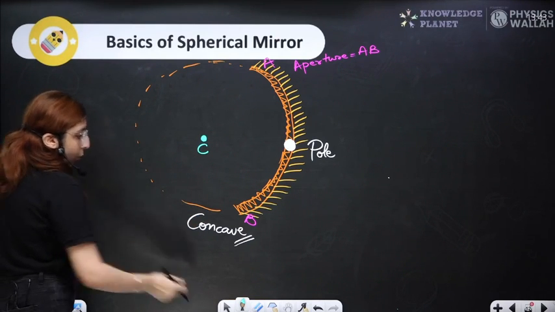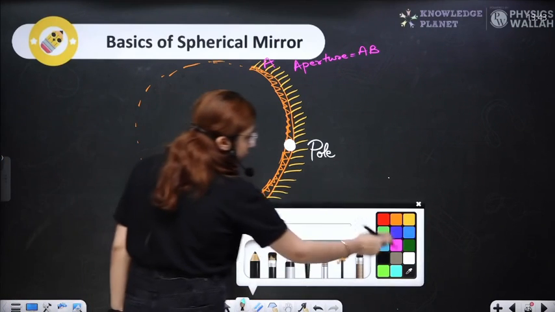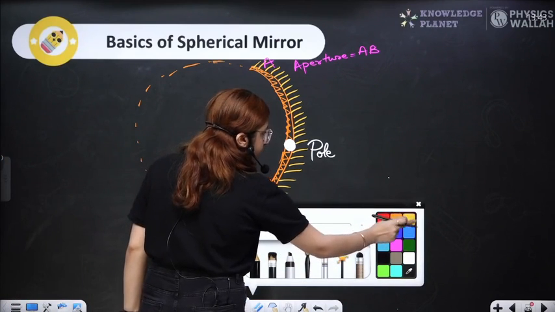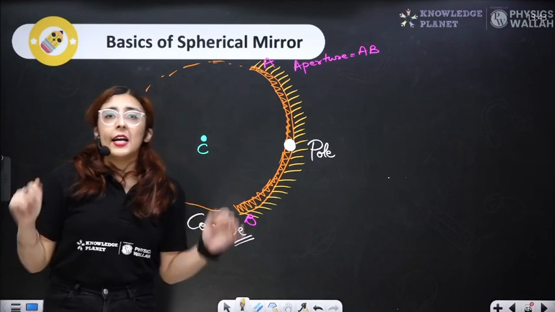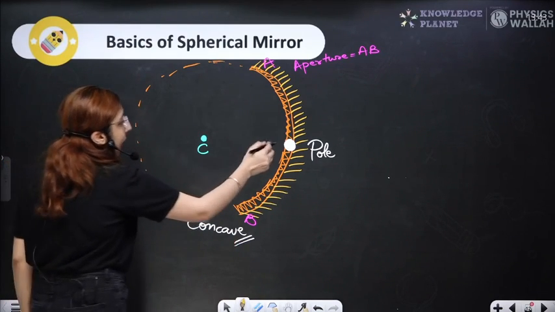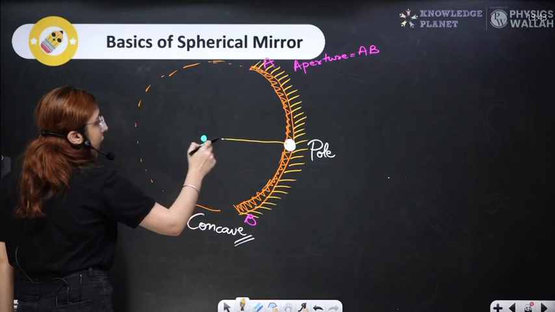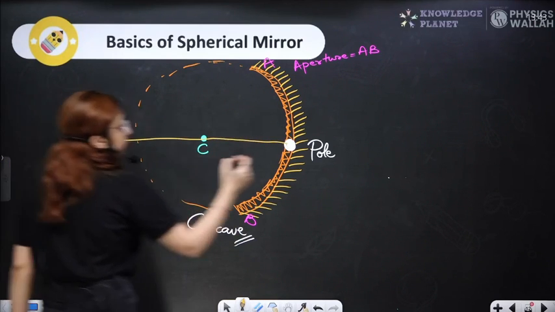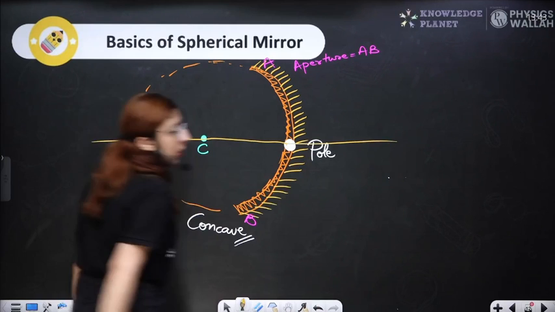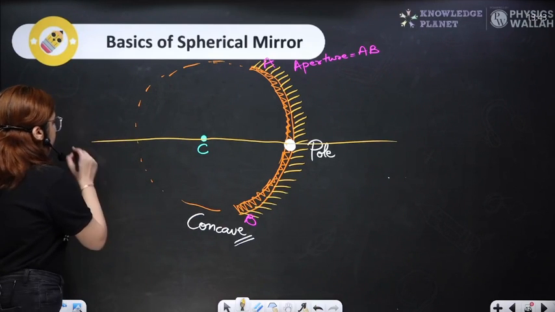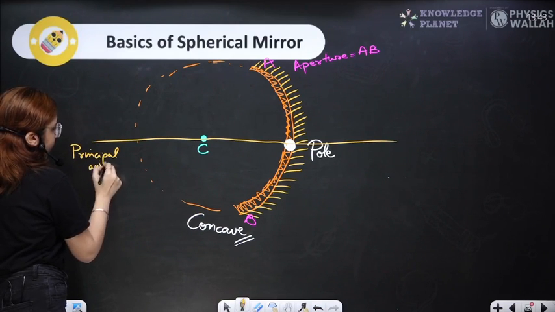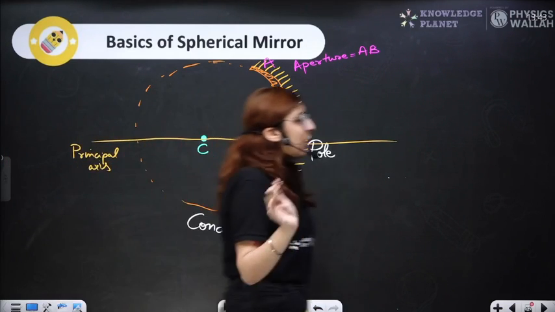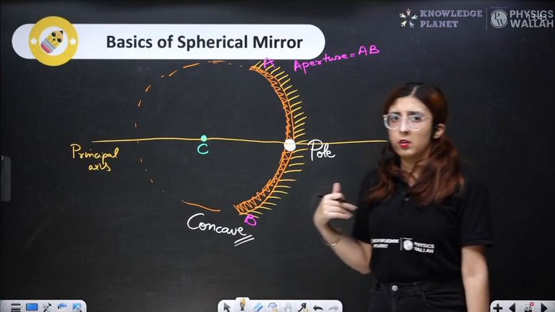Okay, now, let's talk about your principal axis. Everyone, the imaginary line passing through pole and center of curvature, you are going to call it the principal axis. Okay, principal axis. Yeah, the imaginary line that we consider.